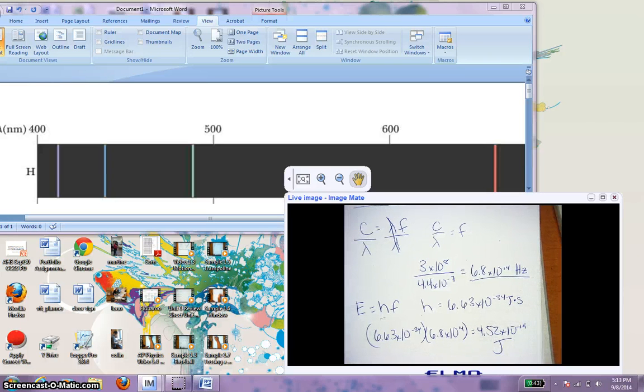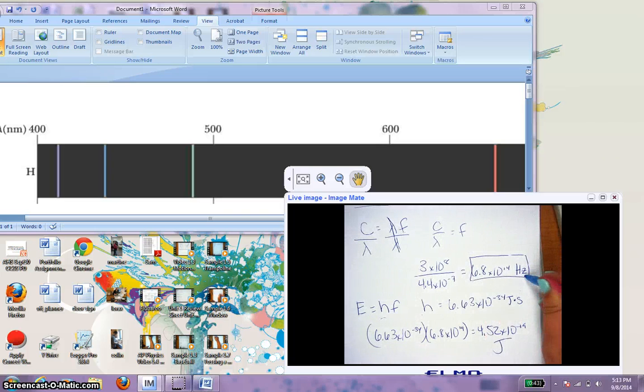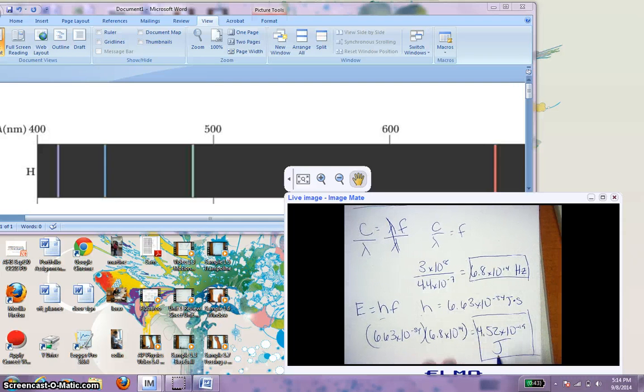The answer is joules. So in order to get full credit on these calculations, you have to show me the work here and put this answer with the correct unit in the first box, and then perform this calculation, show me your work, and put this answer with the correct unit of joules in this box.